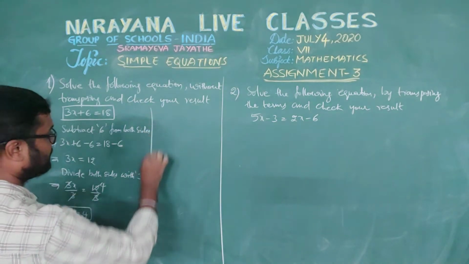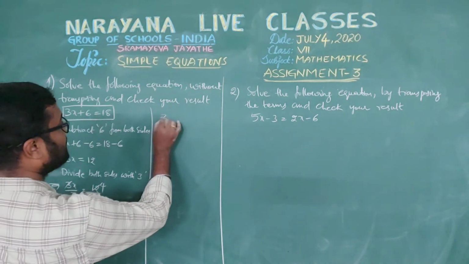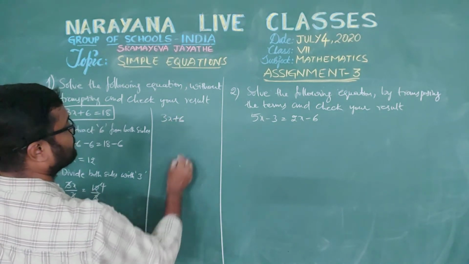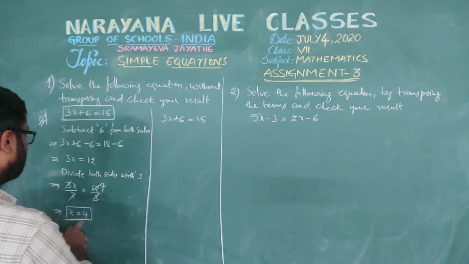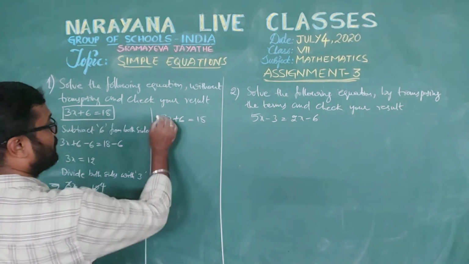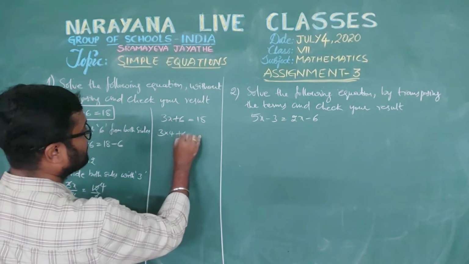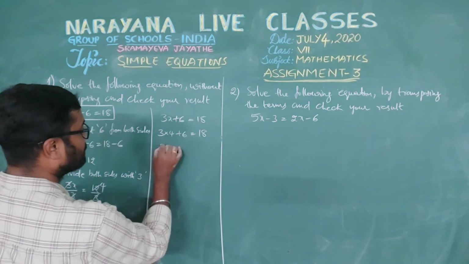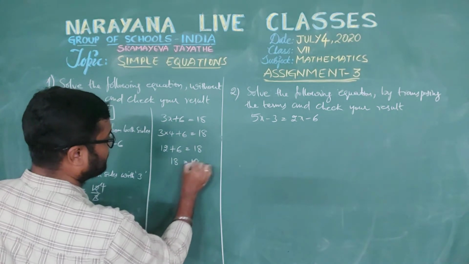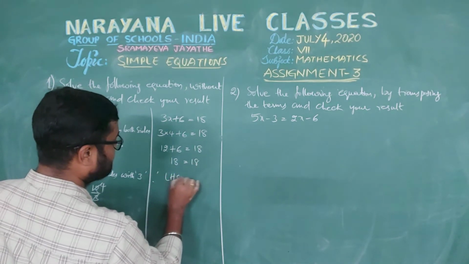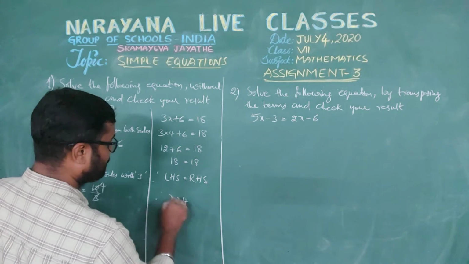Now we need to check the result. Let us check it. Now 3x plus 6 is the LHS and 18 is the RHS. If you substitute x is equal to 4 here, 3 into 4 plus 6 is equal to 18. Now 3 fours are 12, plus 6 is equal to 18. So 18 is equal to 18. Therefore, LHS is equal to RHS. So x is equal to 4 is the correct one.